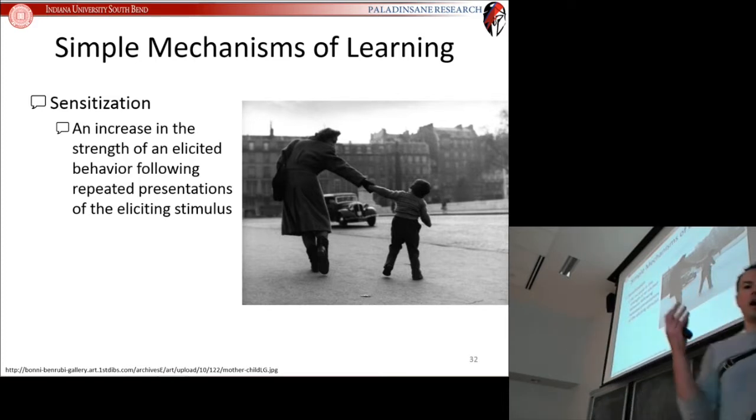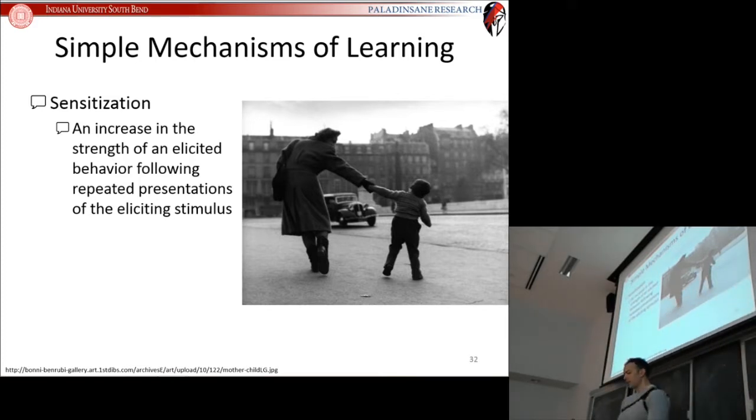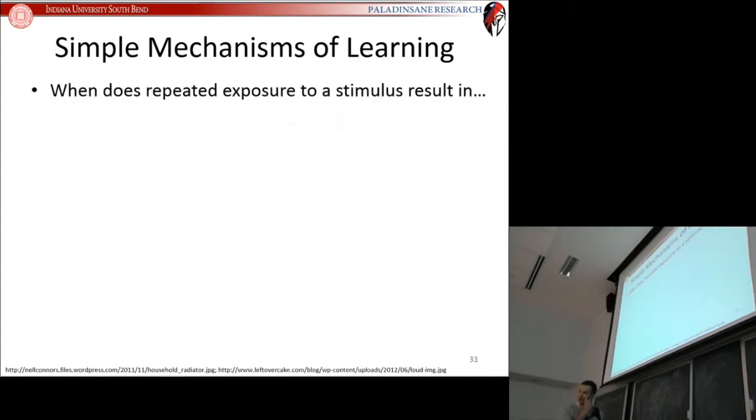So we have sensitization where you get repeated presentations and your response goes up. We have habituation where you get repeated presentations and your response goes down. So a question might be, well, when does a repeated presentation lead to sensitization? And when does it lead to habituation? Because it's the same thing. Sometimes it leads to an increase in the signal, sometimes it leads to a decrease. What are some of the characteristics that will let you know if a stimulus will result in habituation or will result in sensitization?